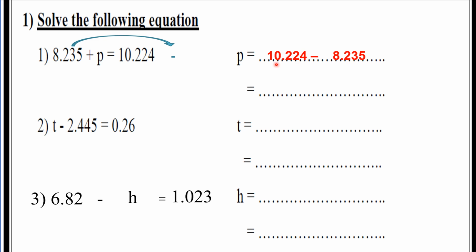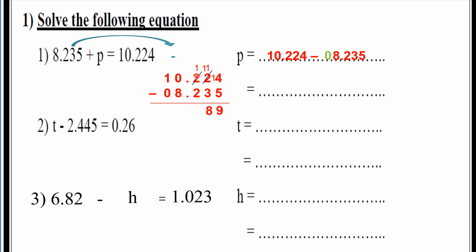And now let's solve the subtraction. We have here subtracting two decimal numbers. So first we need to balance like this. And now 10.224 minus 8.235. And now let's find the answer. 4 minus 5 can't be. We will borrow 1 from 2. The 2 will be 1 and the 4 will be 14. So 14 minus 5 equals 9. 1 minus 3 can't be. We will borrow 1 from the 2. So 2 will be 1 and the 1 will be 11.